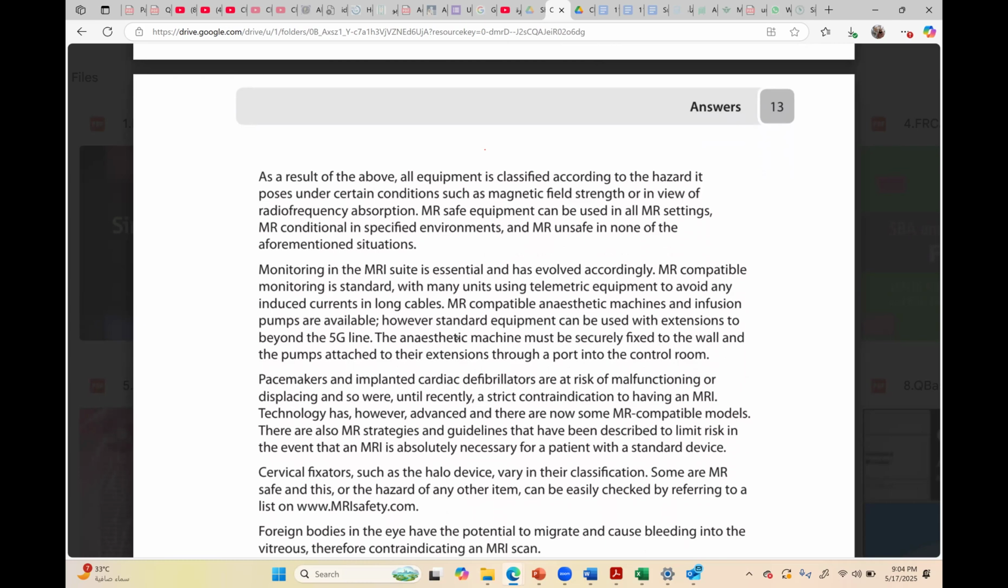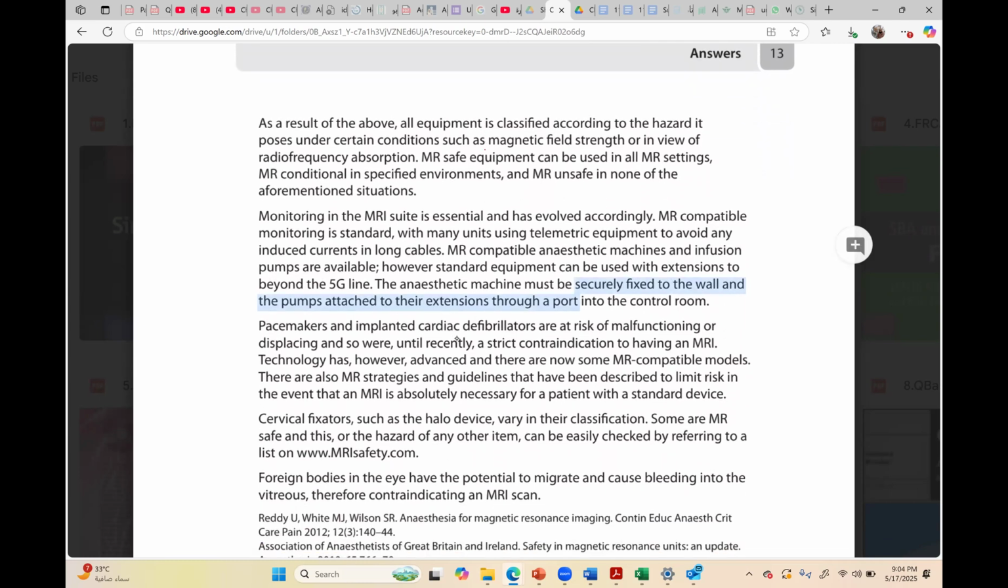Monitoring in the MRI suite is essential and has evolved accordingly. MR compatible monitoring is standard, with many units using telemetric equipment to avoid any induced currents in long cables. MRI compatible anesthetic machines and infusion pumps are available. However, standard equipment can be used with extensions beyond the 5G line. That's what we do a number of times. We are using the same machine, but they are relatively far away. They are not entering that area. The anesthetic machine must be securely fixed to the wall and pumps attached to their extension through a port into the control room.